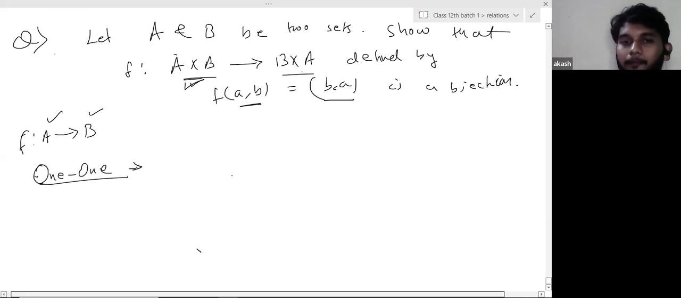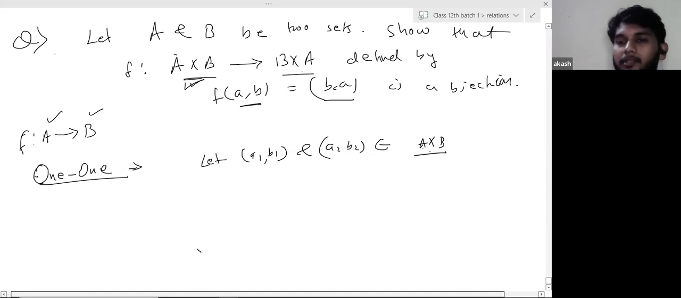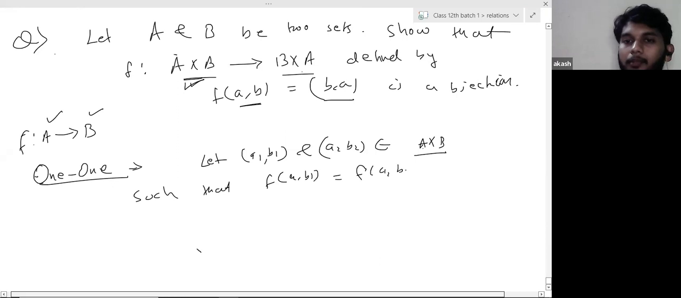Same method. How did we check one-one? We took x1, x2 belonging to the domain. So here we have to take ordered pairs. That means let (a1, b1) and (a2, b2) belong to A cross B, because A cross B is the domain, such that f of (a1, b1) is equal to f of (a2, b2). Same as f of x1 equals f of x2. Same thing we did here. So this implies that in the function, if you put it, it reverses the order. So here we'll get (b1, a1) equals (b2, a2).